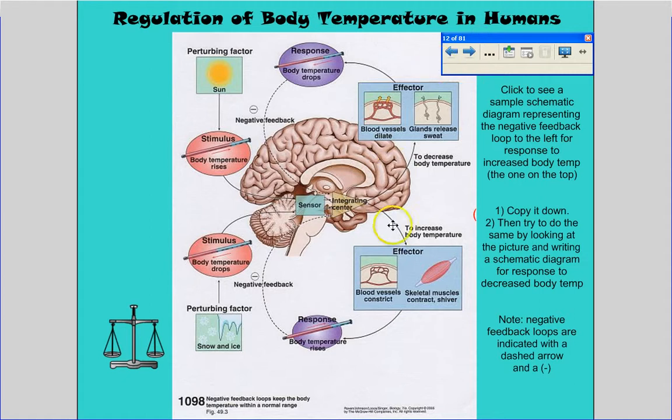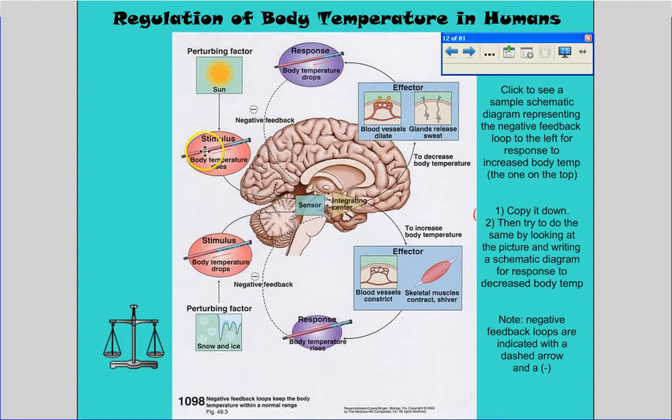So this is a schematic diagram showing regulation of body temperature in humans as an example showing the negative feedback loop. We talked about it briefly in class, but I'll show it here for those who weren't able to see it. So in this case, the perturbing factor is the sun.